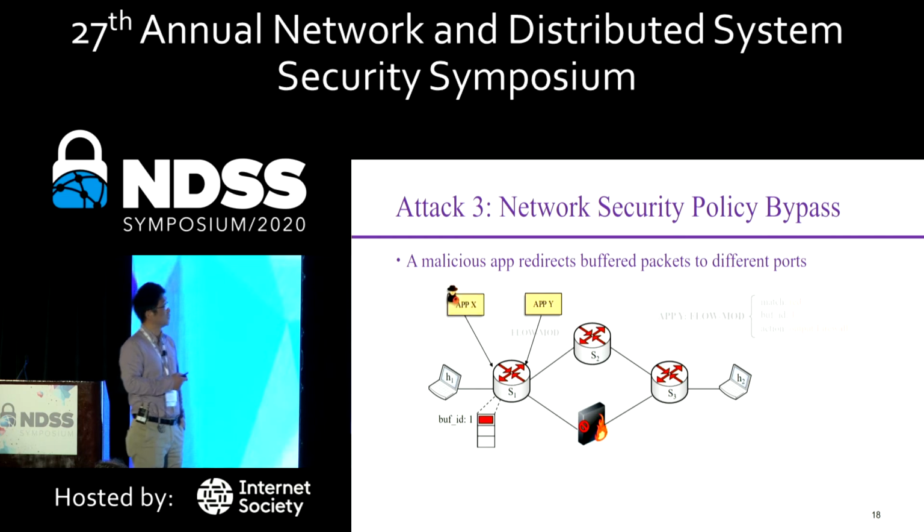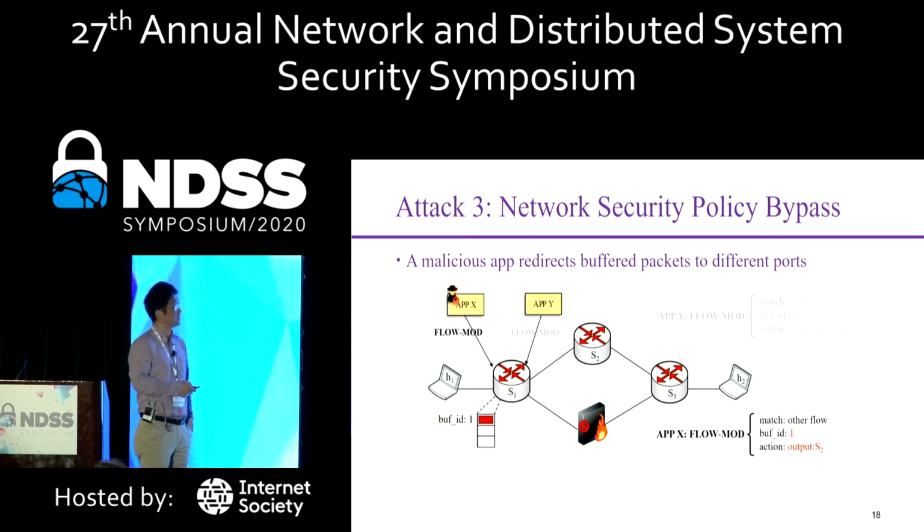So if there's another malicious app, it can send another flow mod message. The flow mod message says, okay, instead of going through the firewall, let's go through this S2. So in this way, we can bypass this firewall.